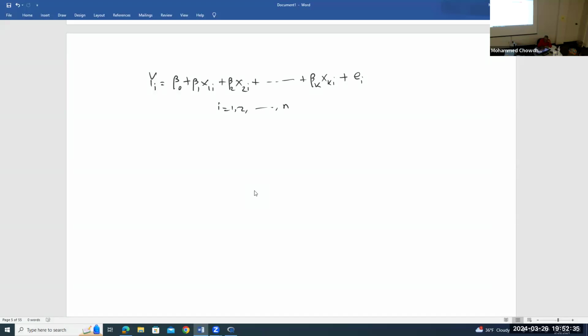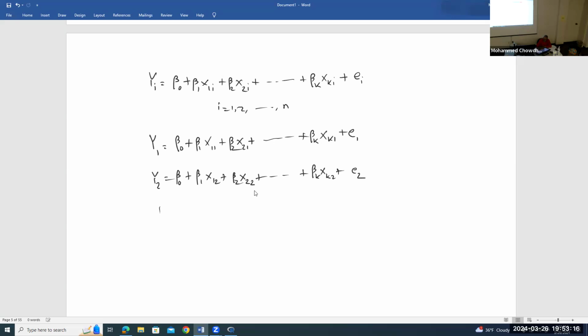Take a look. If I put here y1 equal to beta 0 plus beta 1 x11 plus beta 2 x21 plus beta k xk1 plus e1. Now I do y2 equal to beta 0 plus beta 1 x12 plus beta 2 x22 plus beta k xk2 plus e2. Then if I continue these things, yn equals beta 0 plus beta 1 x1n plus beta 2 x2n plus beta k xkn plus en. Right?